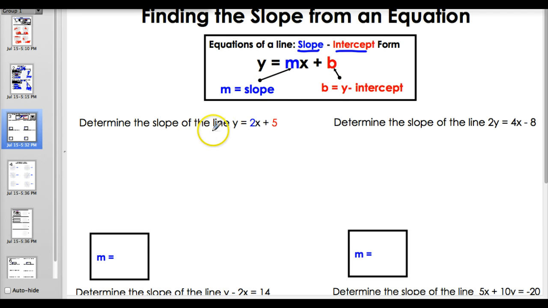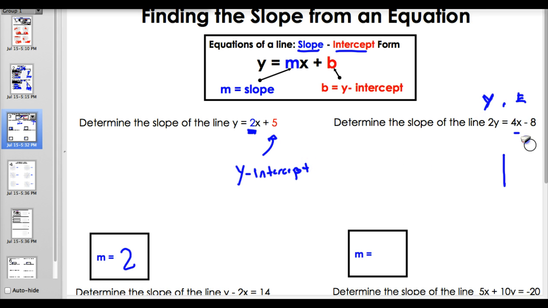So let's look at our first equation. Determine the slope of the line y equals 2x plus 5. Our slope is just whatever is in front of x when it is already in y equals mx plus b form. So our slope is 2. We did it. That's all you had to do. When it's already in y equals mx plus b form, all you have to do is look at what's in front of x, and that is your slope. That happens to be 2. Easy. And just in case you're wondering, 5 is your y-intercept, but we don't care about that. We're just looking for slope for now.